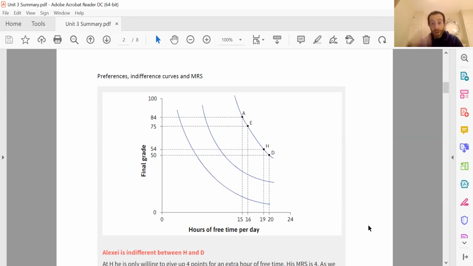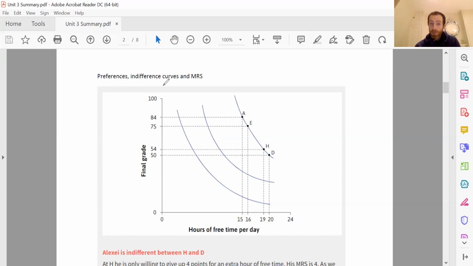And what we're going to think about is the two things that this person, Alexi, values. One of them is a final grade. So Alexi values getting a higher grade, but also Alexi values having free time. And the way that we think about choices in economics is by constructing indifference curves.